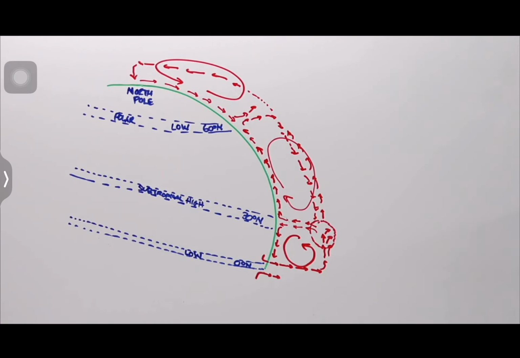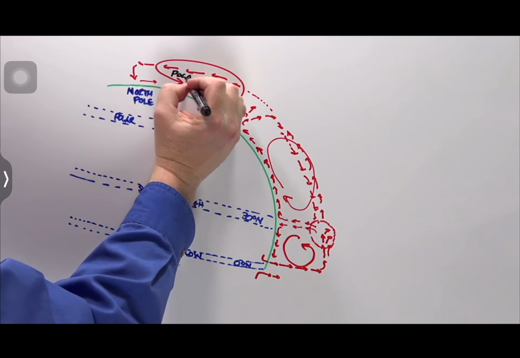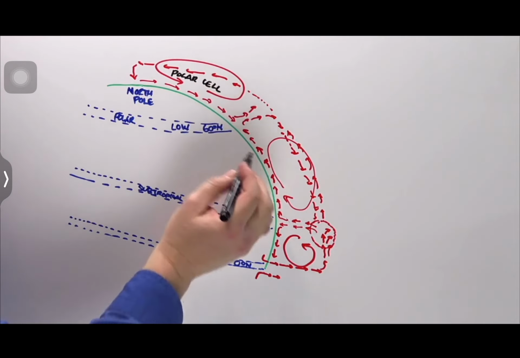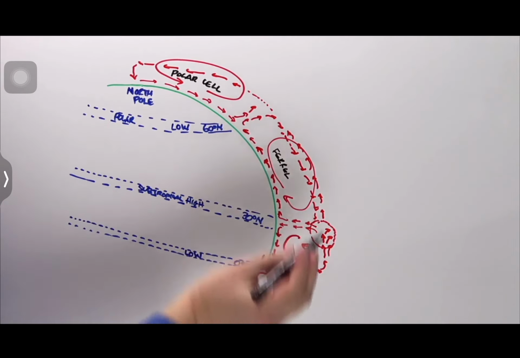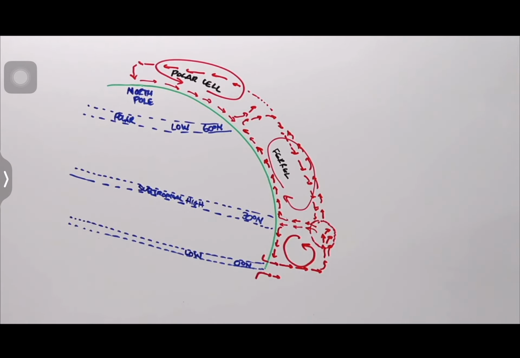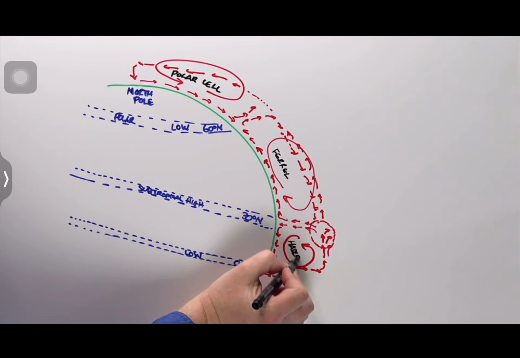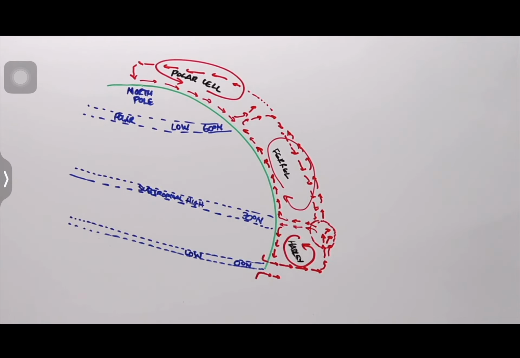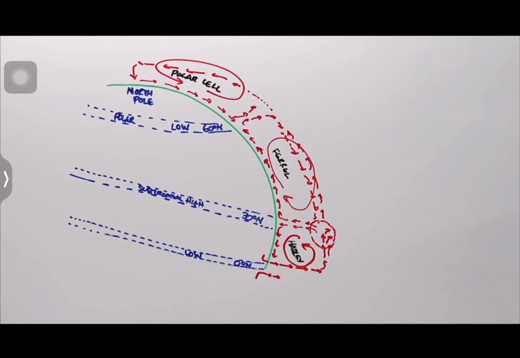We call this particular cell up here the polar cell. This cell here is called the Ferrel cell. And then this cell here is what we call the Hadley cell. All right, so that is actually what is happening with the 3-cell model.